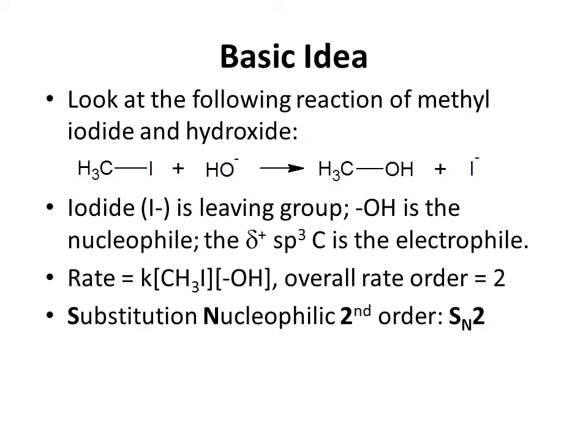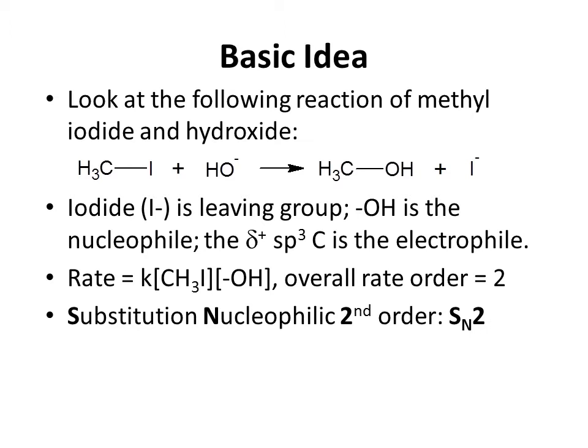So nucleophile loves nuclei. The partially positive sp3 hybridized carbon is the electrophile because it's attracted to the electrons of hydroxide. Now if you double the concentration of methyl iodide, you'll double the rate of the reaction. If you double the concentration of hydroxide, you'll also double the rate of the reaction. And doubling the concentration of both methyl iodide and hydroxide will quadruple the rate of the reaction.